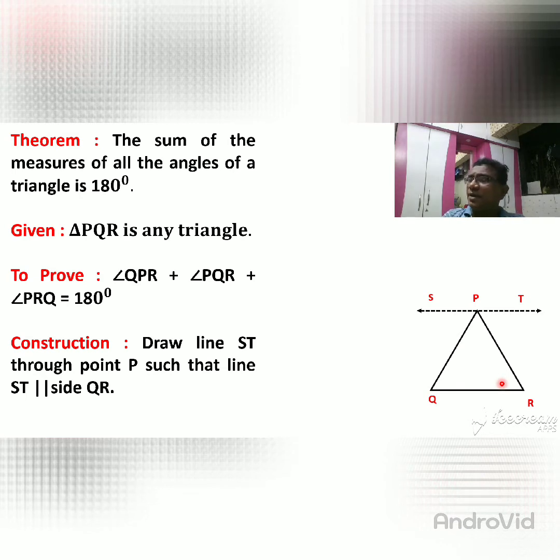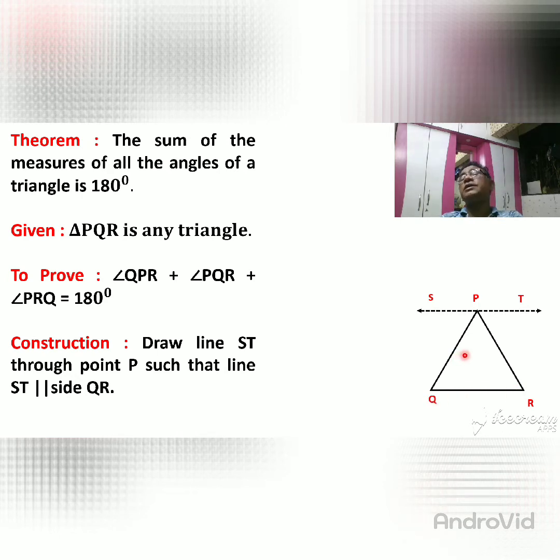But if the triangle remains as it is, it is not possible to prove that the sum is 180 degrees. So what can we do? We must draw a line parallel to segment QR. This is segment QR. So we draw the parallel line ST. See, this is ST. That ST is the parallel line. This is the construction done by us. ST is parallel to segment QR.